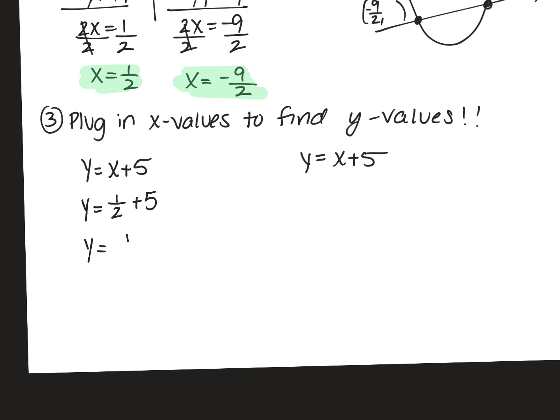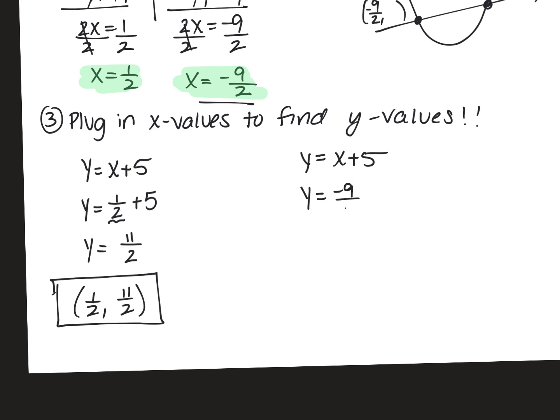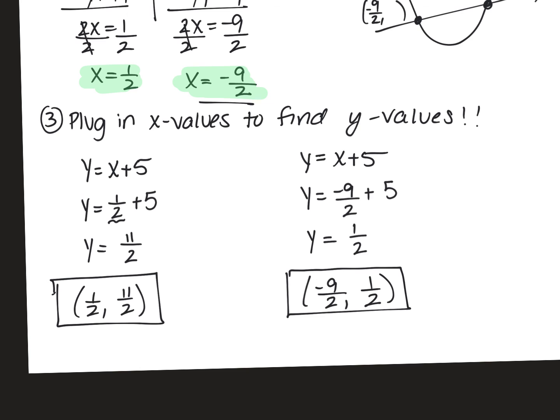I'll just tell you what this one is. It's 11 over 2. So you plugged in your x value of 1/2 to get a y value of 11/2. So that is your first point of intersection. Now our second x value, which is negative 9/2, we're going to put here, and we're going to add 5. Again, I'll just tell you what this one is. This should be 1/2. So you plugged in x to be negative 9/2, and you get out y to be 1/2. That should be your final answer.